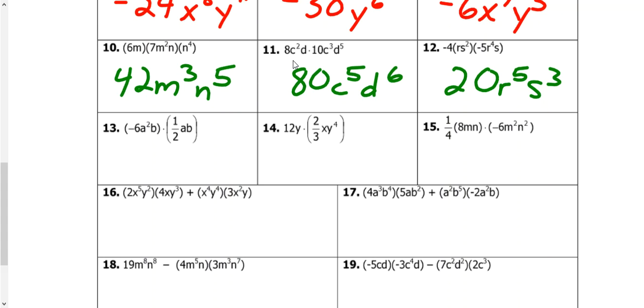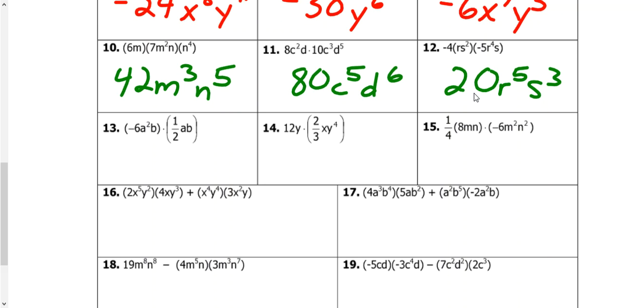Same thing with 11. We have c squared here and c cubed here, so that gives us c to the fifth when we add the exponents. We have d to the first, d to the fifth, that gives us d to the 6th, and 8 times 10 gives us the 80. The number always goes in front of the variable, so just remember that.